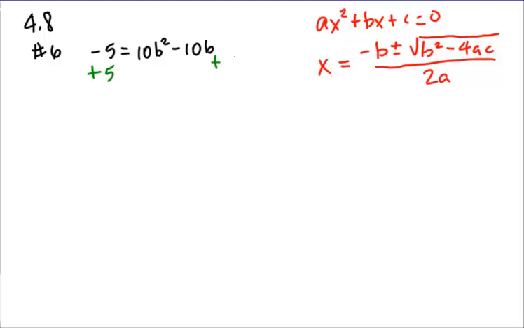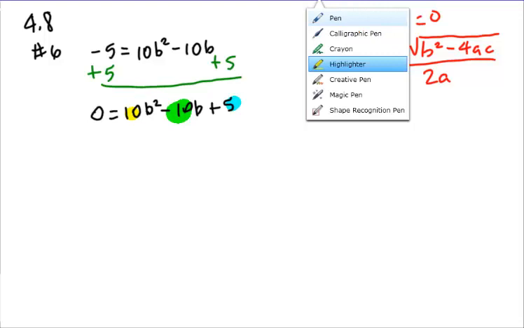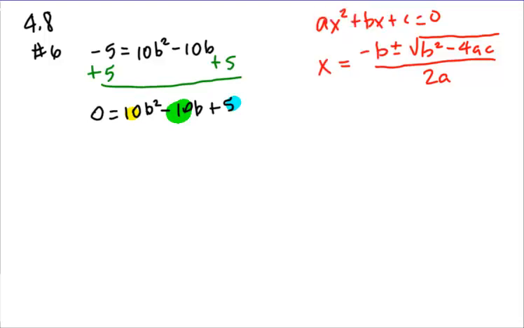So the easiest thing to do is add 5. And remember, you can only add 5 with other 5s. You can't add 5 to b, and you can't add 5 to b squared. So it's just 5. So this gives me 0 equals 10b squared minus 10b plus 5. And here's A, here's B, here's C. Fill them in where they belong in the quadratic formula.